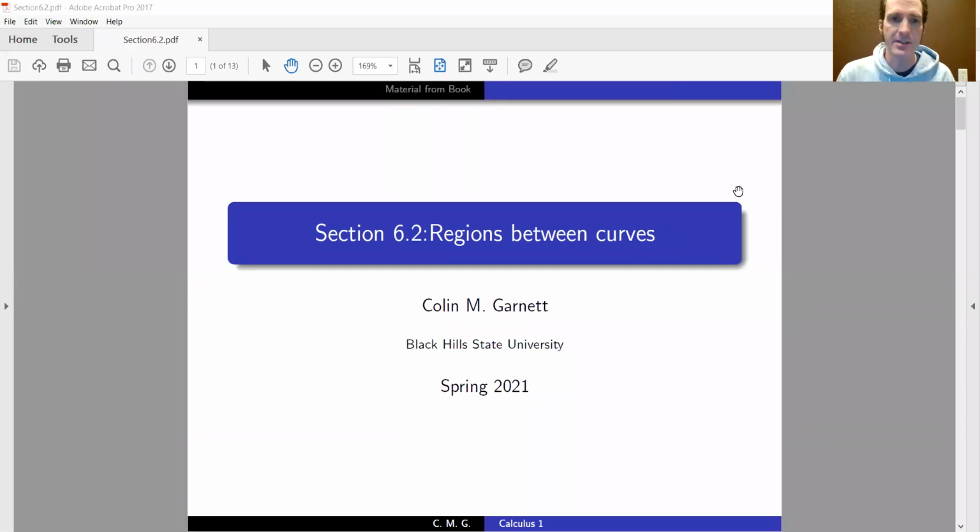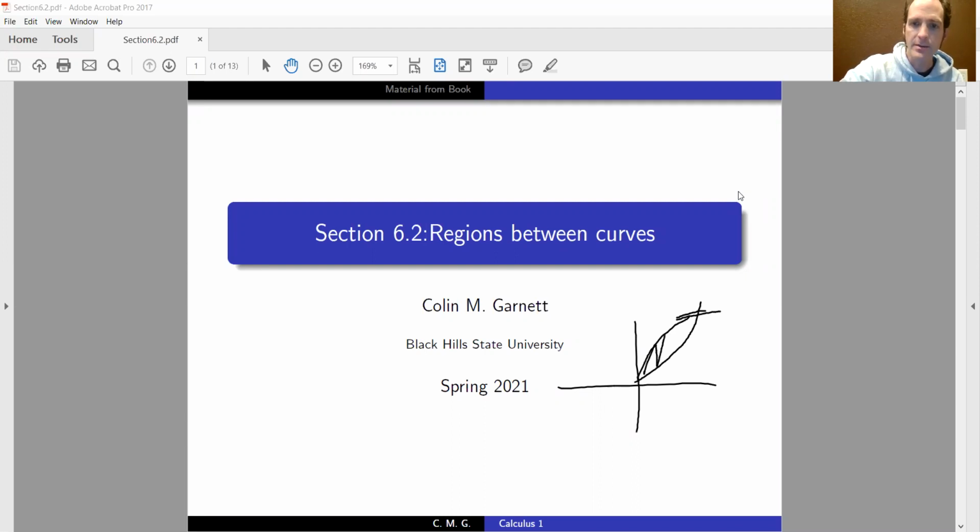Hi, everybody. Today I want to talk about calculating the area of a region that's bounded by two curves. So it's kind of between two curves, and those are two functions of x. So the kind of thing we're thinking about here, if I've got maybe a curve here and a curve here, what's the area in between these two curves? That's kind of the idea.